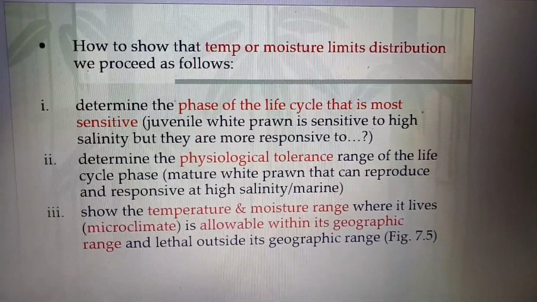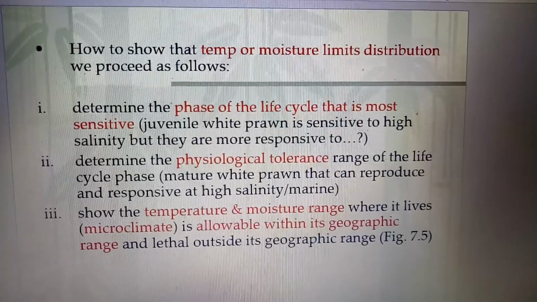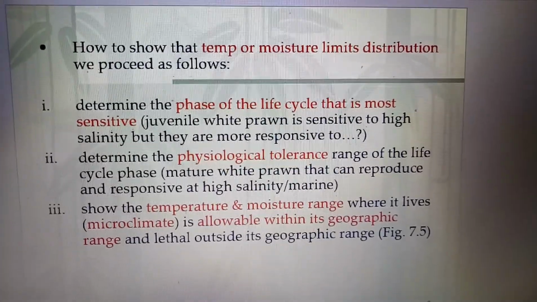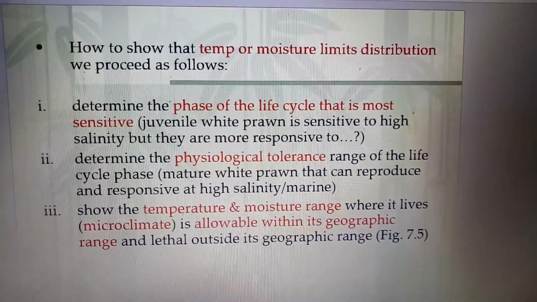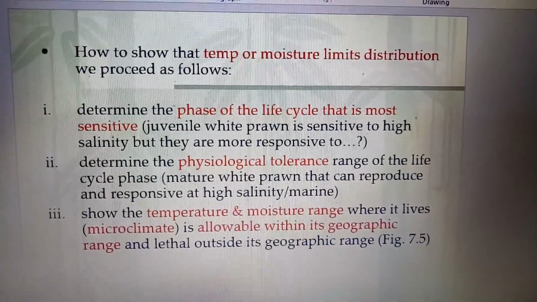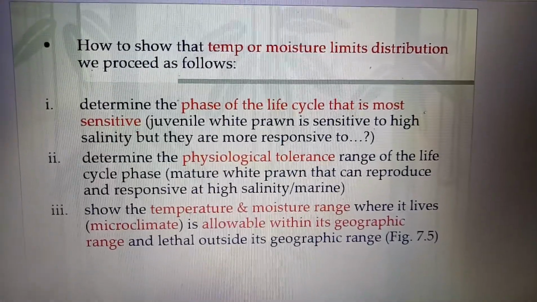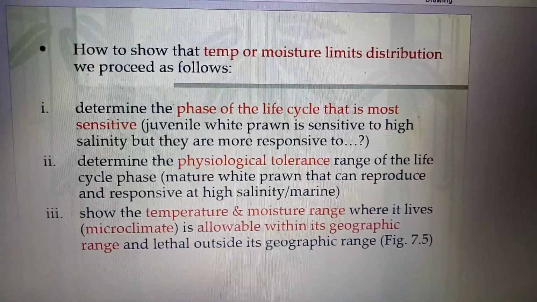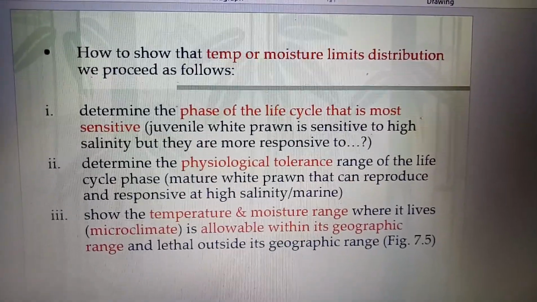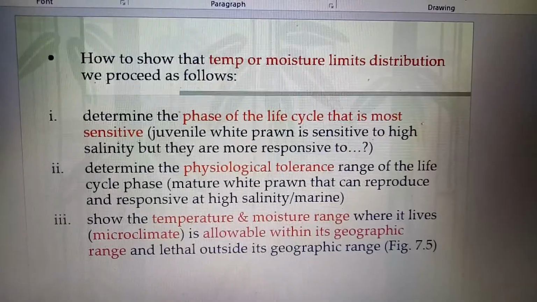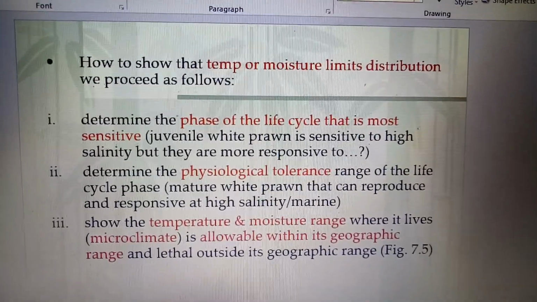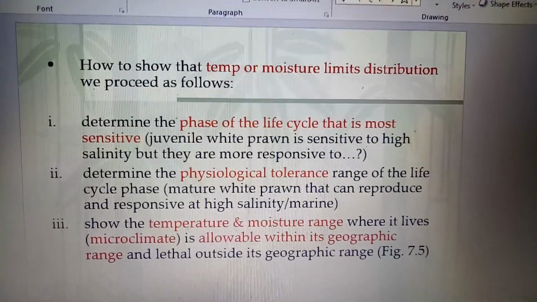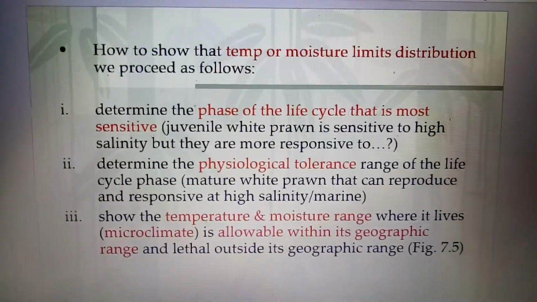Number 2, determine the physiological tolerance range of that life cycle phase. For example, the same thing, mature white prawn that can reproduce and are responsive at high salinity, or the marine area. And number 3, show the temperature and moisture range where its microclimate is allowable within its geographic range and a little outside its geographic range. You may refer to figure 7.5.